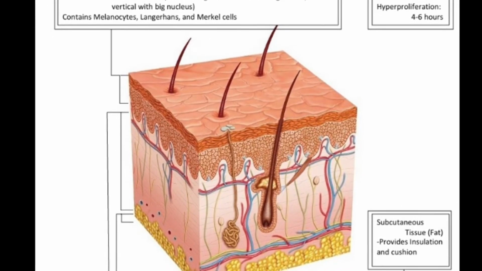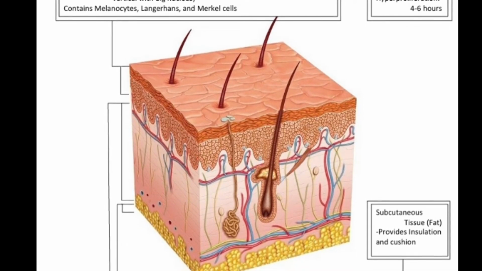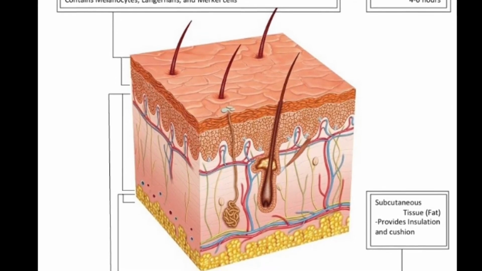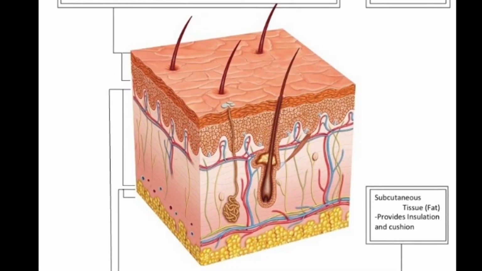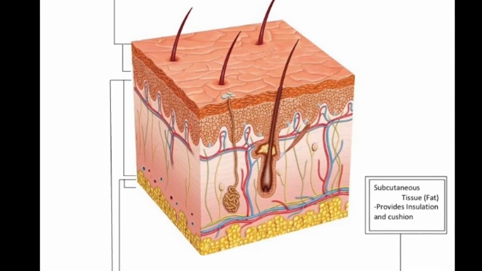The next layer of the skin is the dermis. It is the middle layer of the skin and is responsible for thermoregulation. In the dermis, you can find blood and lymphatic vessels, collagen and elastin fibers, and 3 different kinds of cells. These are fibroblasts, fibrocytes, and mast cells.